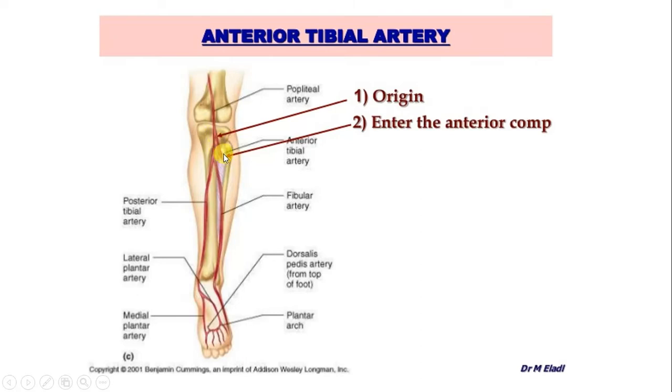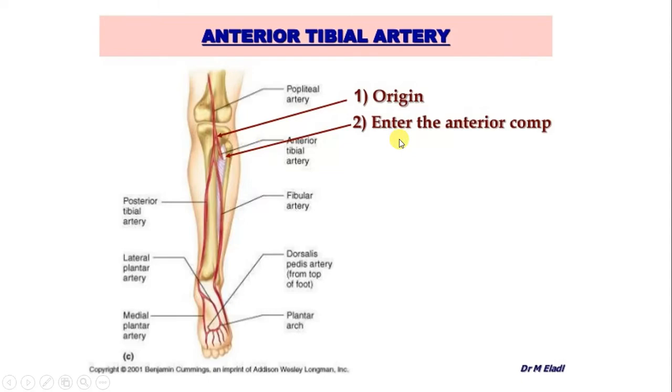Here you can see the anterior tibial artery entering the anterior compartment through the foramen, a hole in the upper part of the interosseous membrane. So here is the origin and then the entry of the anterior tibial artery into the anterior compartment. The posterior tibial artery is running down here, and here is a branch of the posterior tibial artery, the fibular artery, on the lateral side.